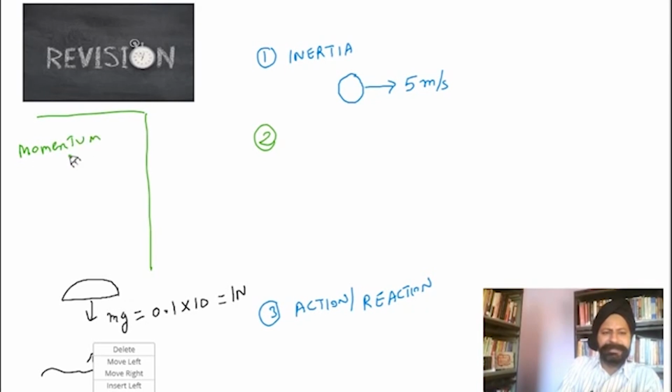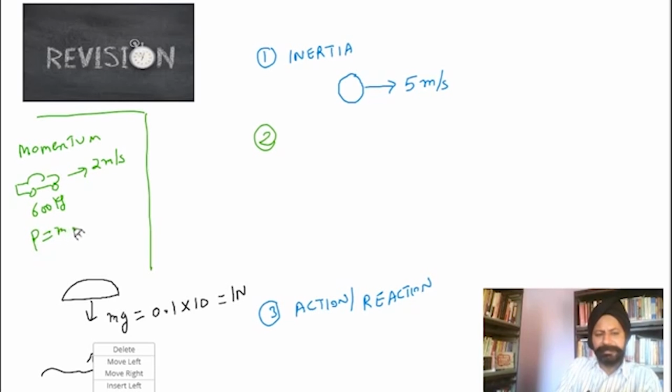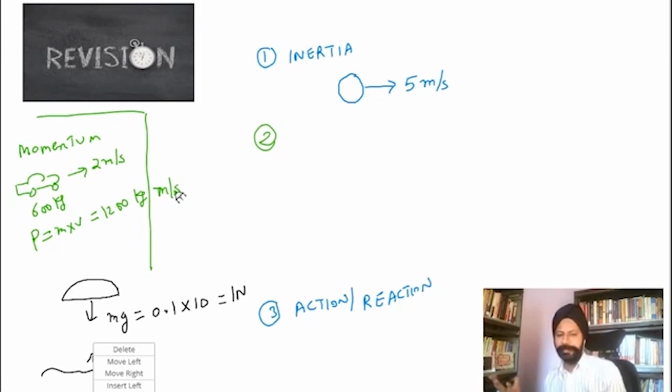So momentum is simple. I mean, there's nothing much to explain in that. There's a car here. So let's say the car weighs 600 kilograms and it's moving with 2 meters per second, slow speed there, that's fine. So the momentum is mass times velocity, and that means this is equal to 1200 kilograms meters per second, and that is the unit, right? And it's a vector quantity.